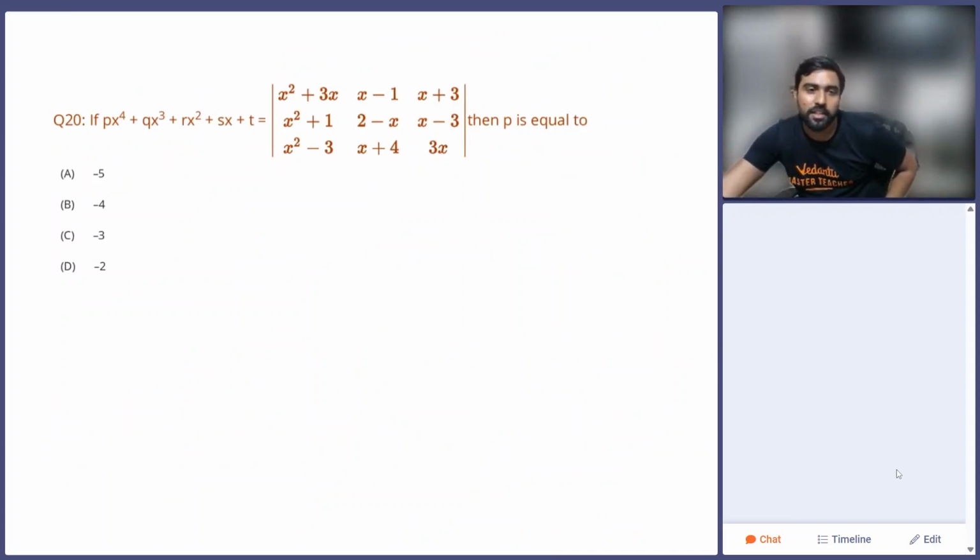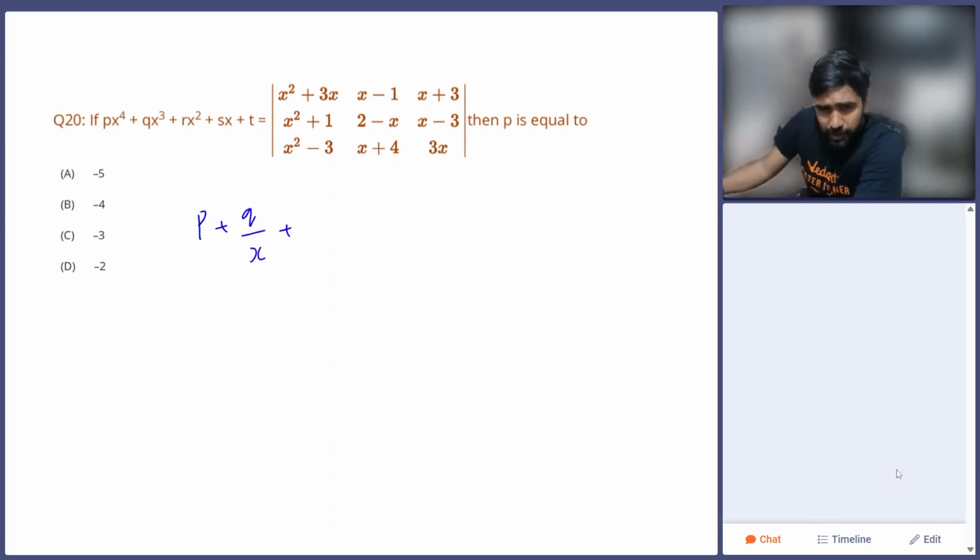Sure. Moving on. So you have been told p x to the power 4 plus q x cube plus r x square plus s x plus t is this determinant over here. What can we do? We need to find p. So I need to try and eliminate the rest of the coefficients. Right? There's a very interesting method here. Divide on both sides by x to the power 4. So I'll get p plus q upon x, r upon x square, s upon x cube, plus t upon x power 4.